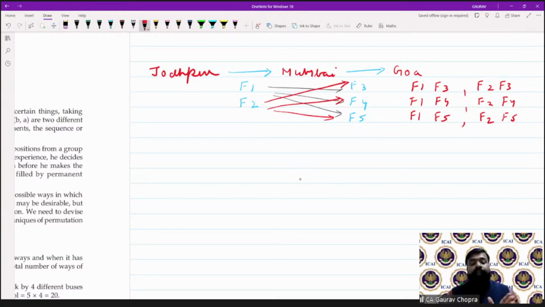So these are the 6 possible ways. Now, if we have to calculate directly, we can easily calculate. From Jodhpur to Mumbai, there are 2 options, so we write 2. From Mumbai to Goa, there are 3 options, so we write 3. Now we can multiply them and get the result. 2 multiplied by 3, that is, there are 6 possible ways of reaching Goa from Jodhpur. पहले हमें क्या देखना है? जोधपुर से मुंबई कितनी फ्लाइट्स अवेलेबल हैं? 2 flights are available. From Mumbai to Goa, 3 flights are available. So in totality, 2 multiplied by 3, that is 6 possibilities.